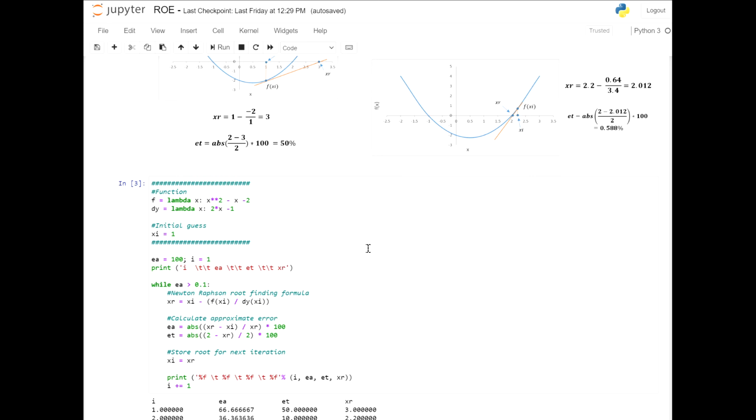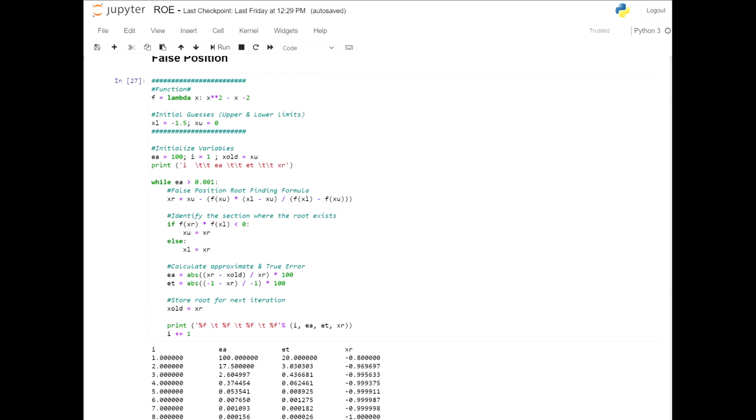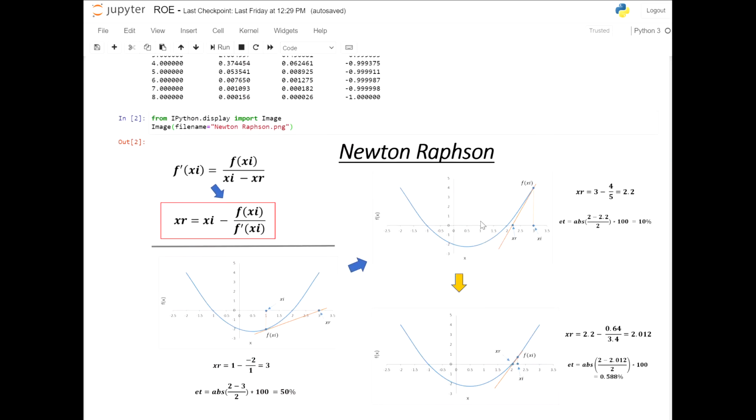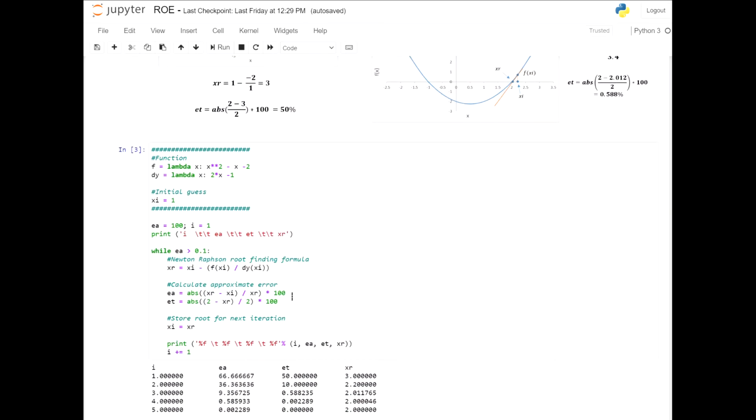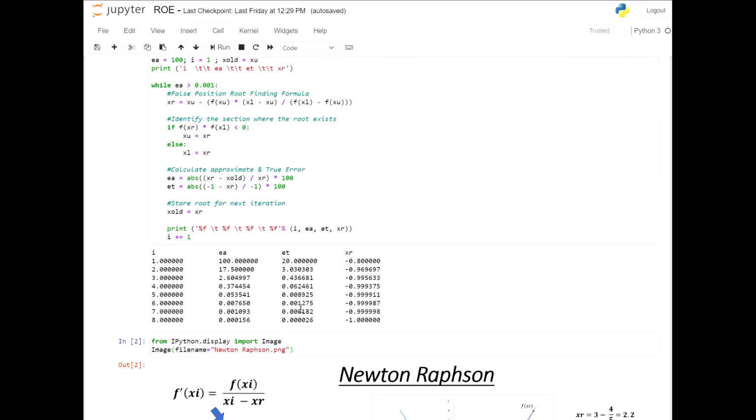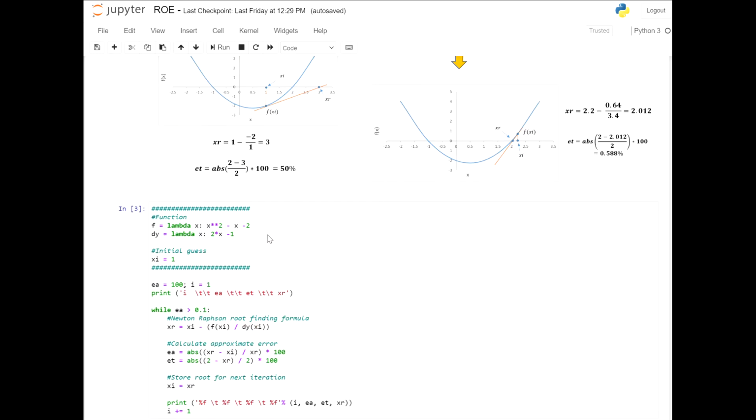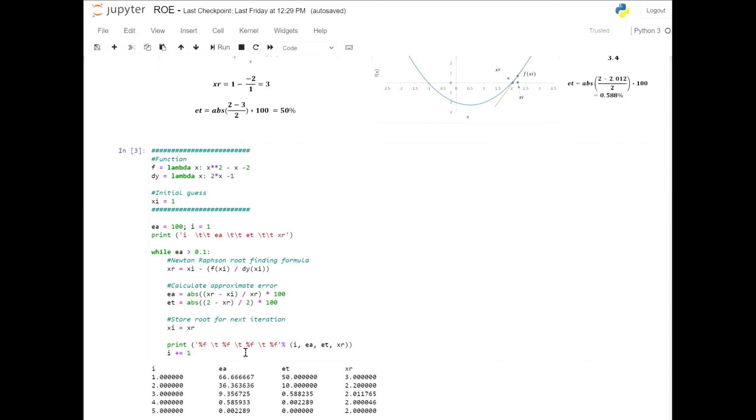And here, relative to the false position, you can see we had a block of code that identifies the section where the root exists, and this is not going to be the case for the Newton-Raphson, so we have omitted this block of code, and we're going to be remaining with everything else that we have had in the previous code, which is the approximate and true error, storing the root for the next iteration, and also upping the i, which you can see here. Those are identical codes here.